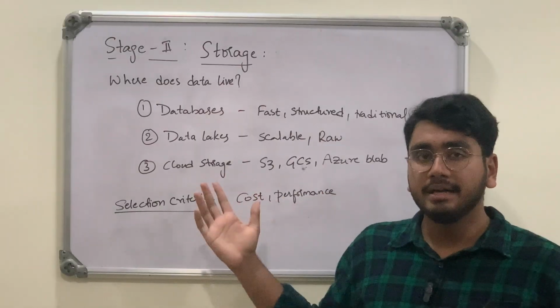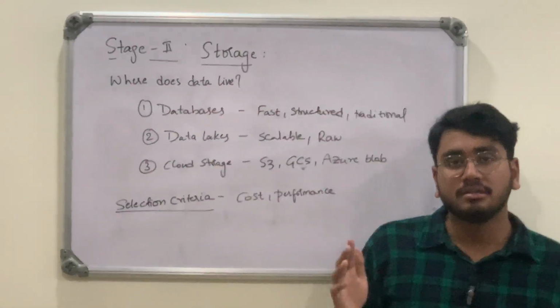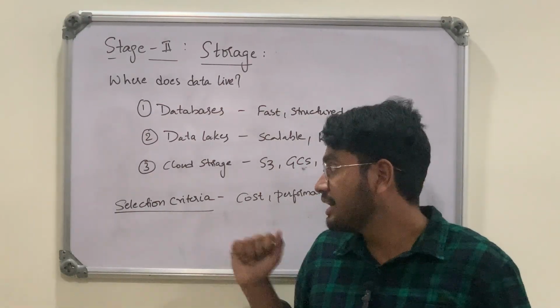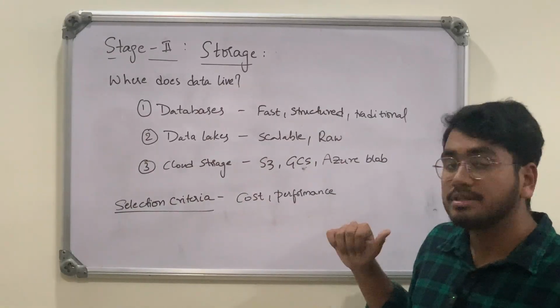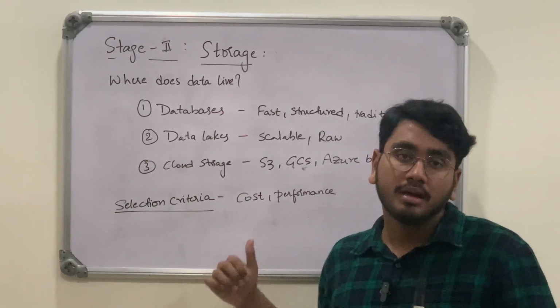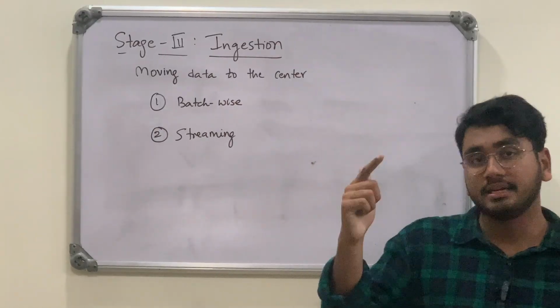So there are many types of storage techniques. Now the question which comes is, how do we select it? So the selection criteria for choosing our storage type is cost and performance. The cost should be optimal and the performance should be high. Till now we're done with collecting the data and storing the data.